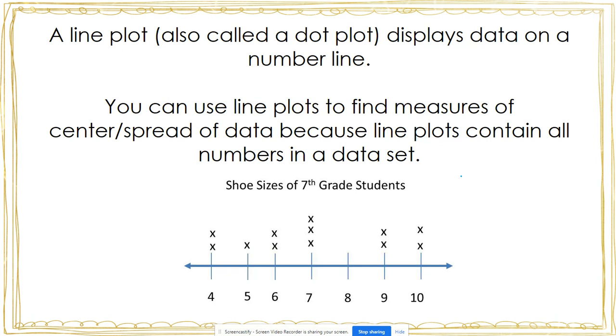The line plot on your screen shows the shoe sizes of 7th grade students. Each X on your line plot represents a student in this case. So an X right here on 4 means that we have a student who has a shoe size of 4. There are 2 X's here, which means I know that there are 2 students in 7th grade who have a shoe size of 4.